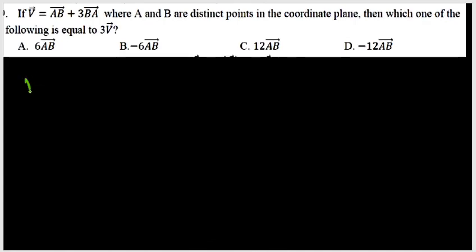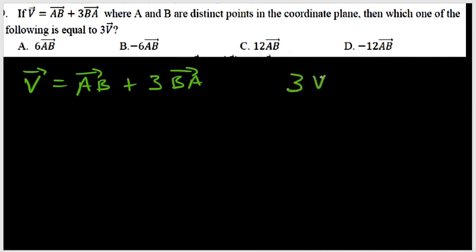The next question. V is equal to vector AB plus 3 times BA, where A and B are distinct points in the coordinate plane. Which one of the following is equal to 3V? We are looking for 3V. But don't forget, vector BA is the same as negative AB. They will be in opposite direction. When I say AB and BA, it's all about the direction. So BA, we can replace by negative AB.